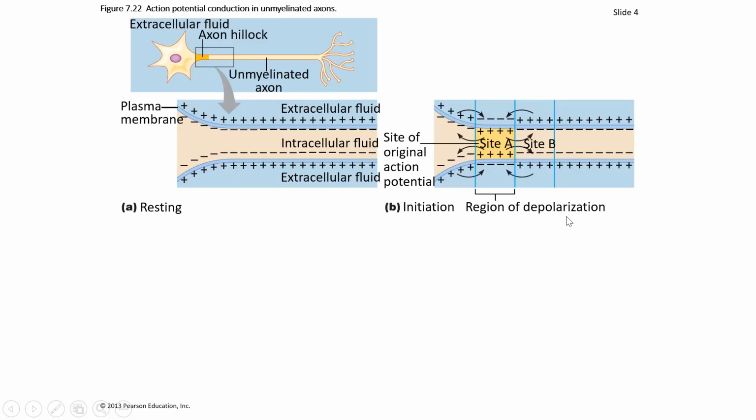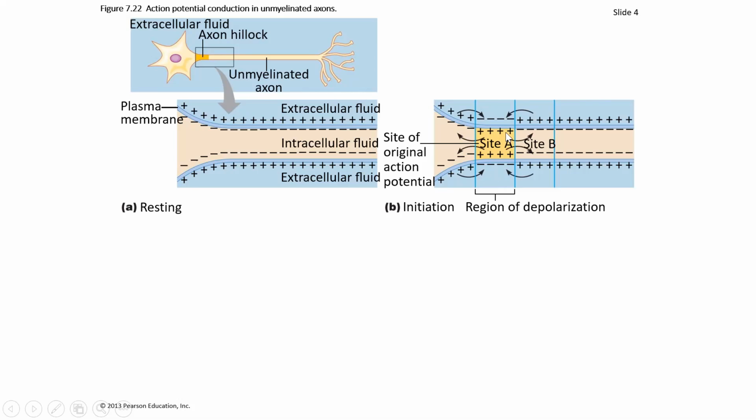And then if I get a strong enough stimulus that comes in from my soma, it's going to depolarize the initial site, right? Remember, the axon hillock is the area where we determine if we get to threshold. And if we do, we begin depolarizing the initial site along that axon. So this is site A. So we depolarize site A. In other words, the inside becomes more positive as sodium rushes in. The outside becomes more negative, okay?